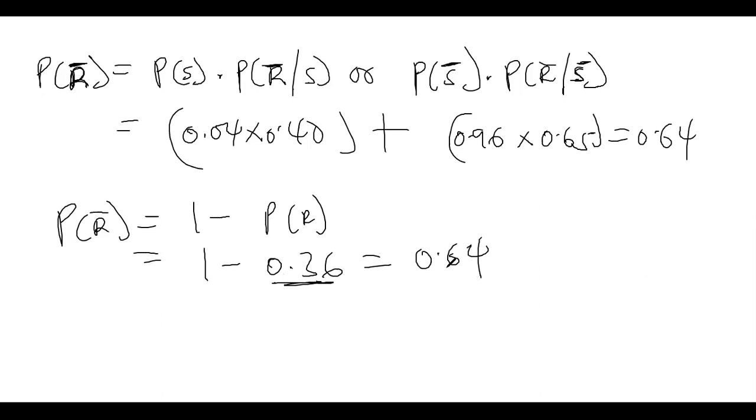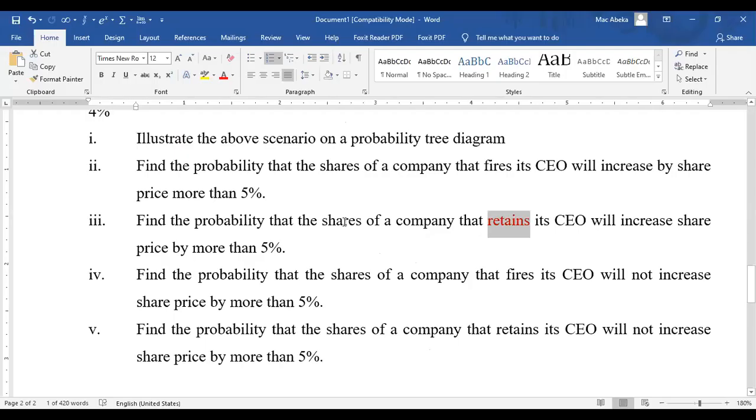This is a simpler approach. So we've gotten the probability that they have not replaced the CEO. The question now says to find the probability that the shares of a company that retains, or has not replaced, its CEO will increase share price.